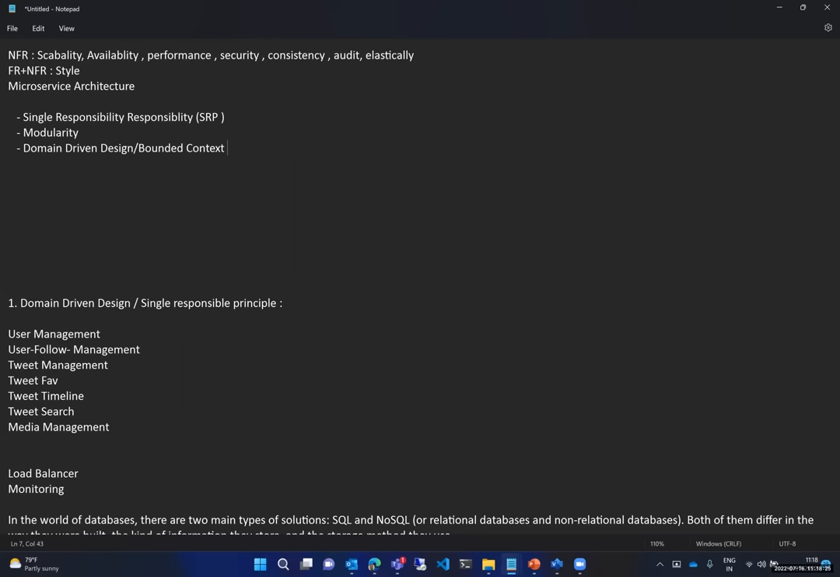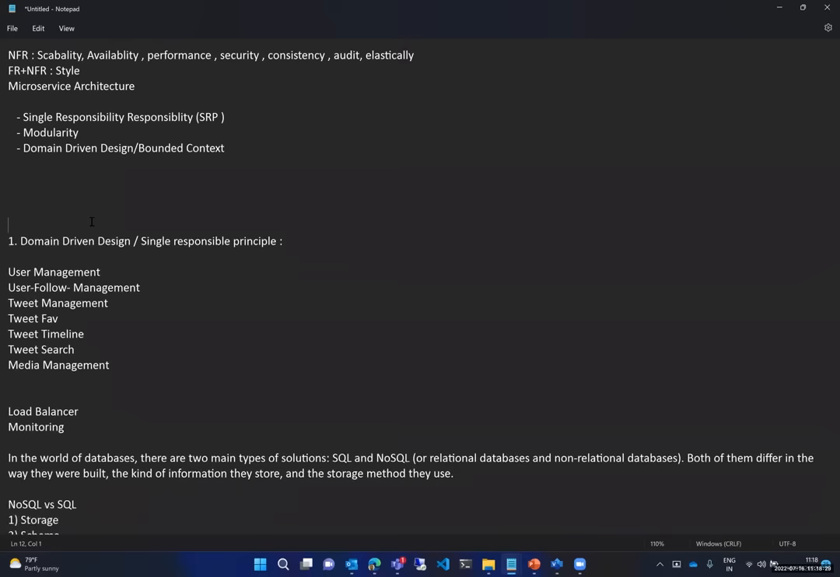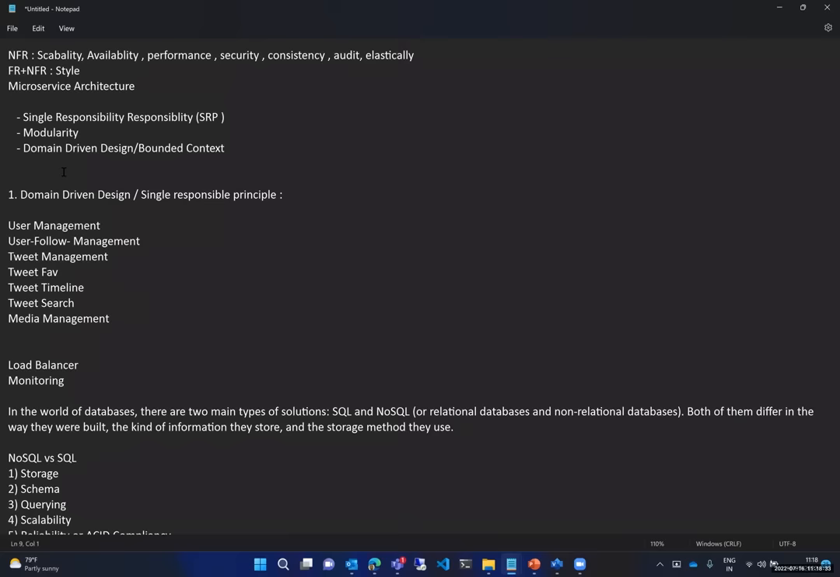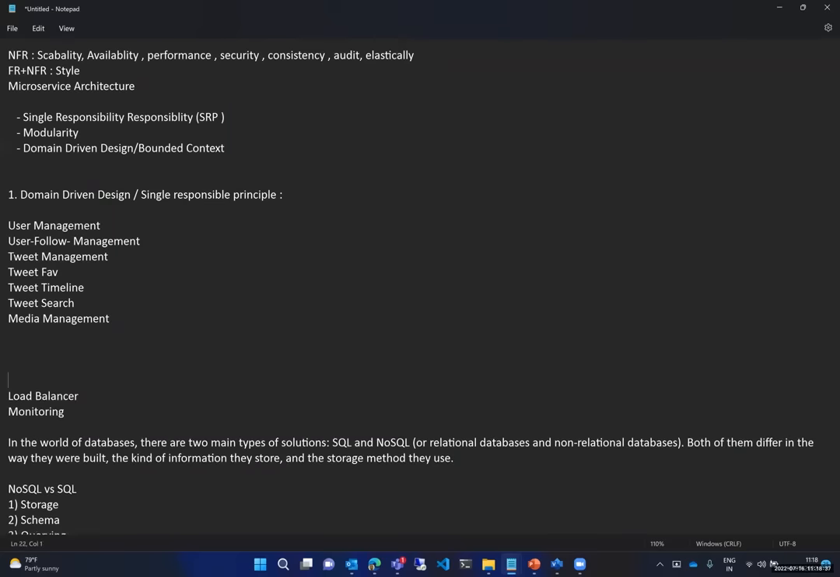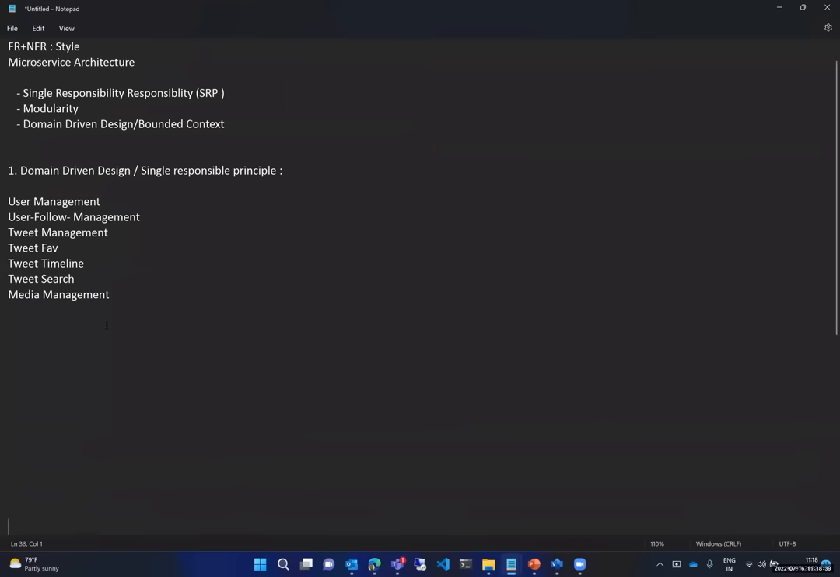Okay, so based on the requirements, what I have done is I have broken down my requirement into small chunks or small domains. One domain is, one guy needs to take care of user management, right? So we will have new users coming in and registering into Twitter, right?